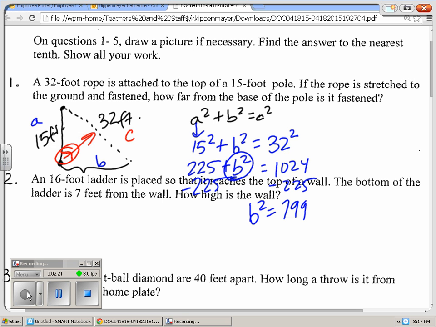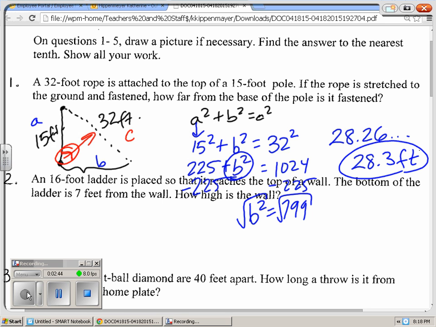And then from here, to get B alone, the inverse of squaring something is taking the square root. So we're going to take the square root of each side. The square root of 799 is 28.26, and it goes on. We're going to round to the nearest tenth, so it's 28.3, and we want to put our units: 28.3 feet. A good practice is to reread the question and make sure we answered the correct one. How far from the base of the pole is it fastened? And yes, we did. 28.3 feet is the distance there.